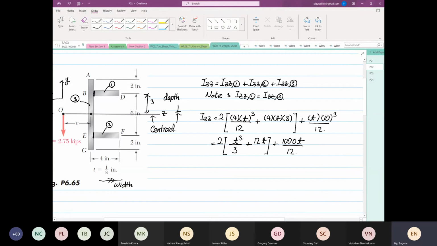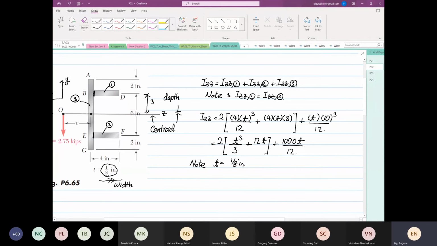So once you get over here, I want to take note. Note that T is equal to 1 over 8 inch. We know that now, right? Note T is equal to 1 over 8. So why is that? Because it's over here.